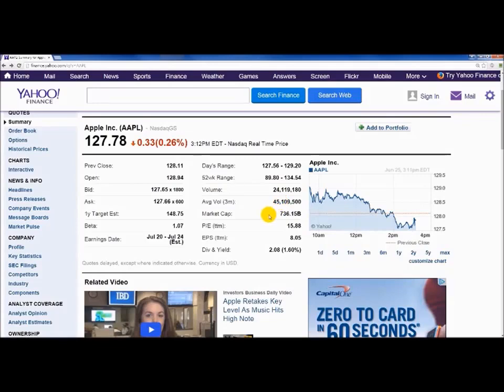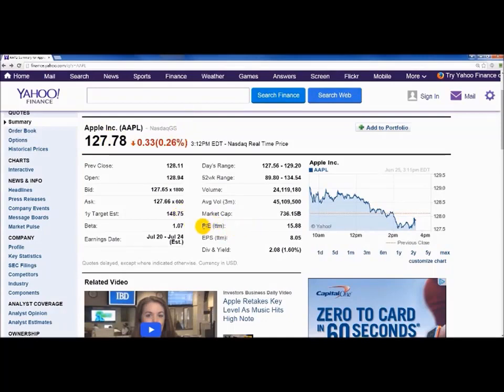The market capitalization of Apple is merely the share price times the number of shares outstanding. So we could take this market capitalization of $736 billion and divide by the share price and figure out how many shares are outstanding. So I'll do that right now on my calculator. And I'm getting that they've got 5.76 billion shares outstanding.